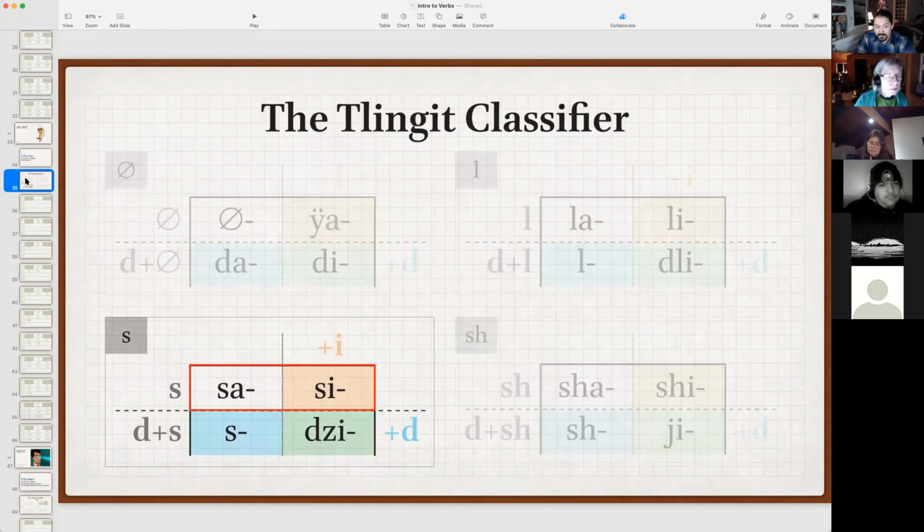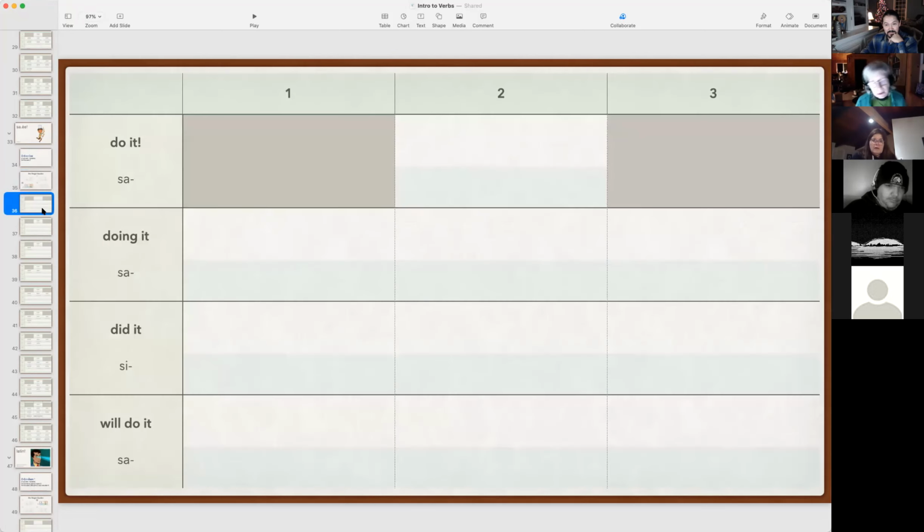So here we are on our classifier chart. Most of them are going to be sa, and then the perfective will be se, once it's already happened. So the command form for cook it is sa'i, sa'i. So now I can give that lovely chunk of halibut to someone and say, sa'i, cook it. Get cooking.